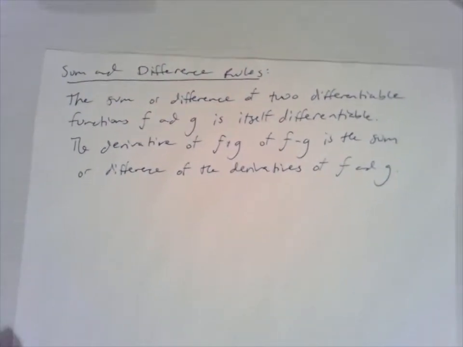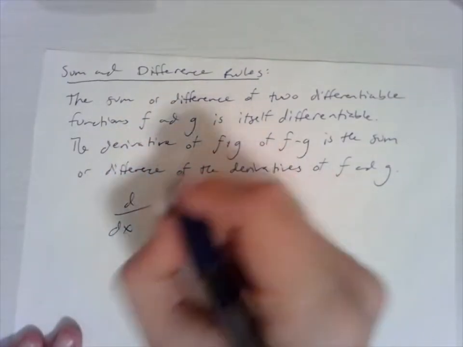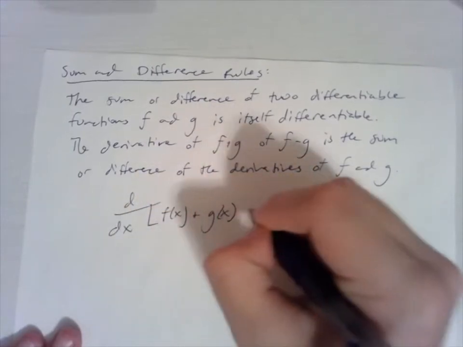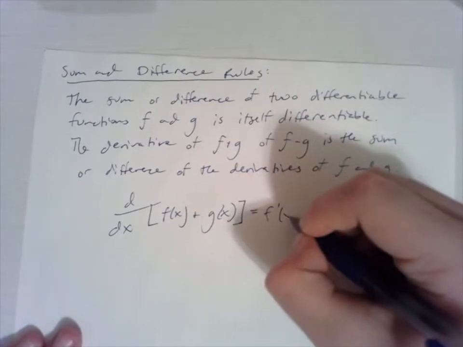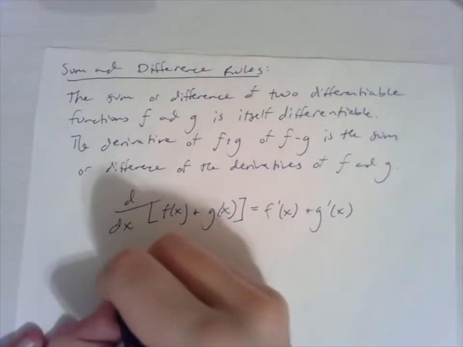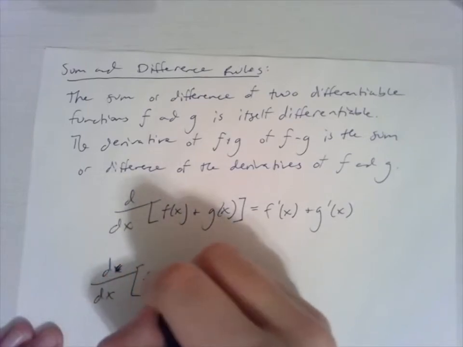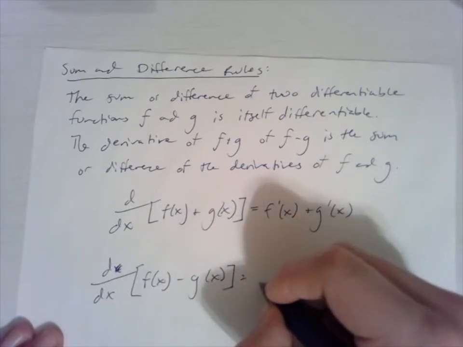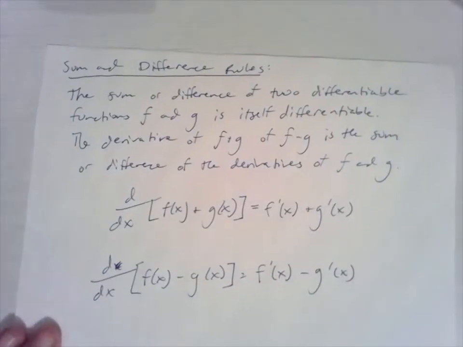Let's write this with some numbers so it looks a little bit neater. So essentially, if we're taking the derivative of f of x plus g of x, that is equivalent to adding f prime of x plus g prime of x. If we wanted to take the derivative d over dx of f of x minus g of x, we can say then that that's the same as saying f prime of x minus g prime of x.